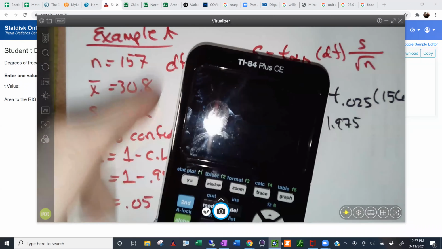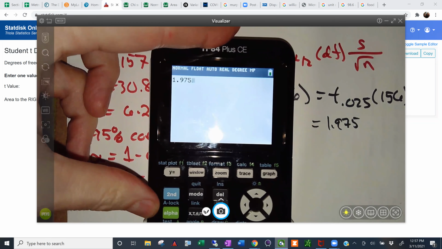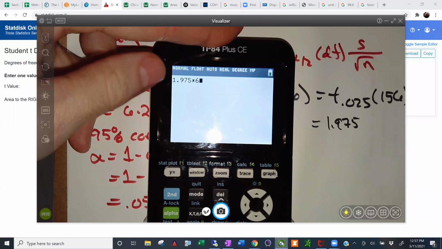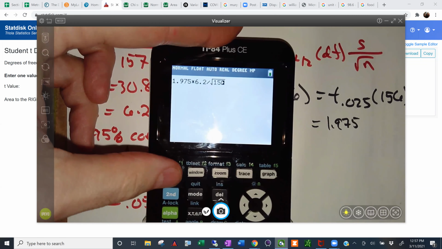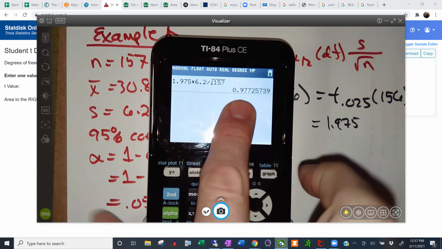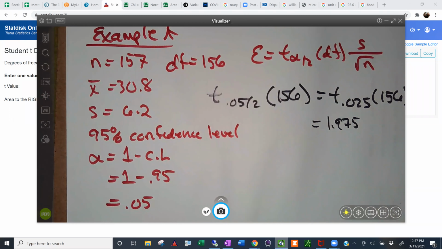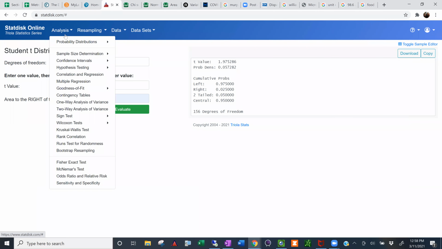Let's just do that real quick. I'll do it here. 1.975 times 6.2 divided by the square root of 157. So about 0.97 something. Okay, that's fine. We'll keep that there for the moment. Now, the goal, though, for us is to not really have to do too much work by hand. And in that respect, there's good news. So let's go back to analysis. This time, we're going to go down to confidence intervals.